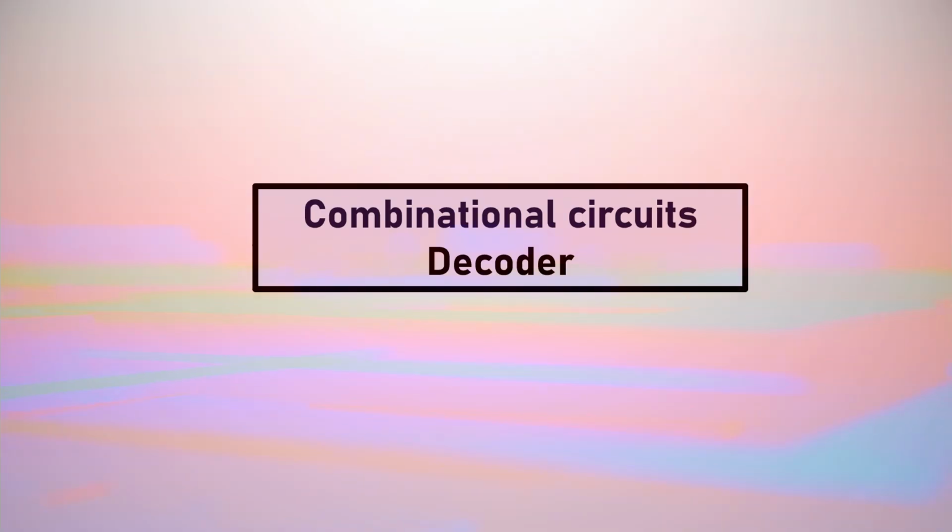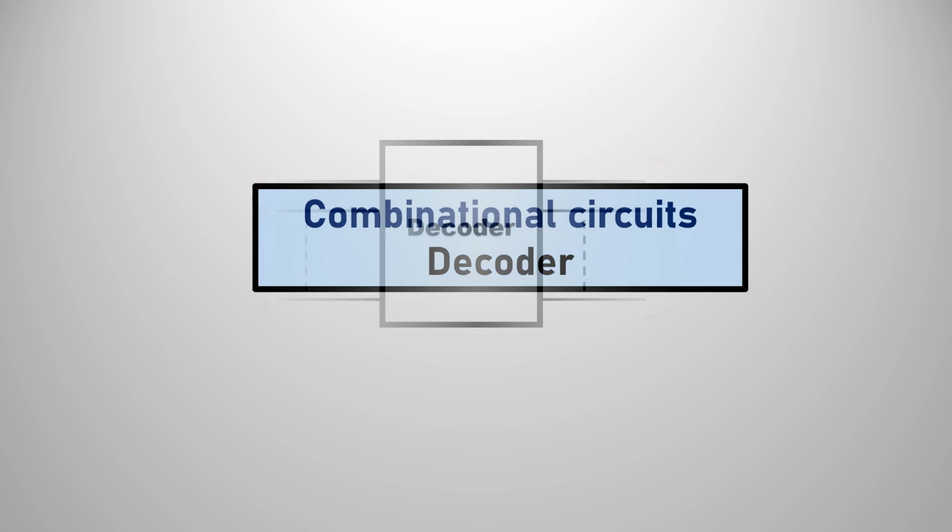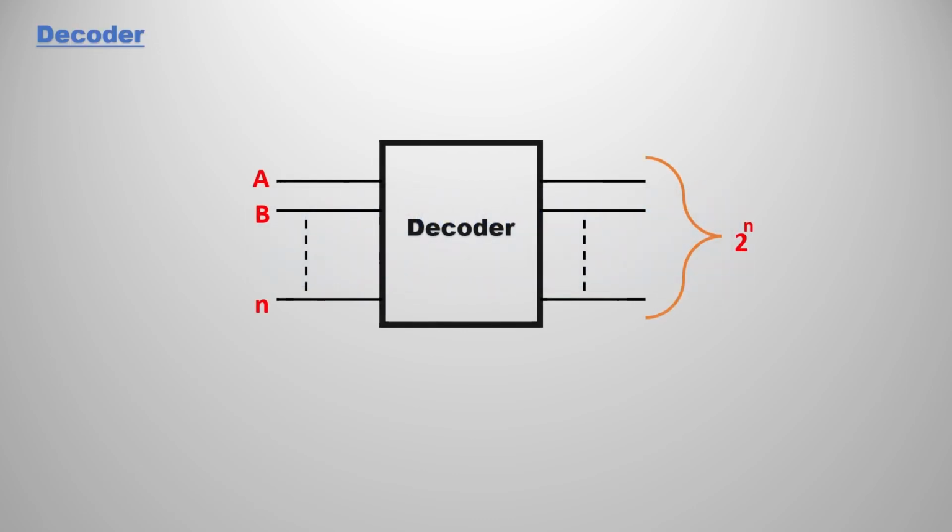In this video we are going to discuss the concept of decoder. This is also a part of combinational circuits. So let's get started. Let us first understand the meaning of decoder.